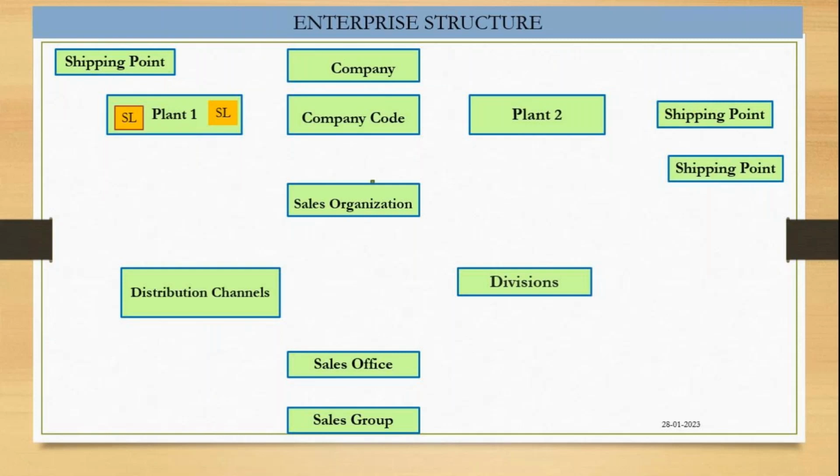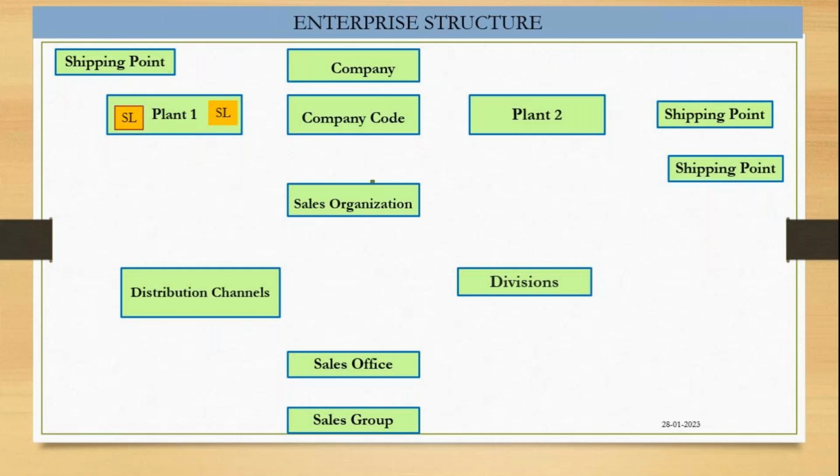Delivering plant availability check: even if you create a sales order, whether the material is available or not, that availability check is performed at the plant level only. There are so many organizational elements here, but availability check is always performed at the plant level. This is an interview question actually. Where is the availability check performed? Availability check is always performed at the delivering plant.